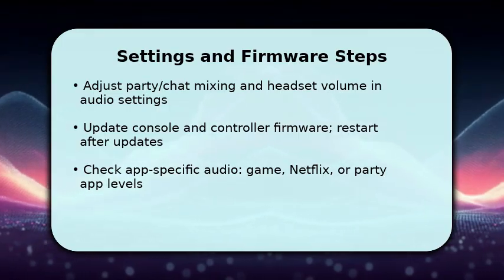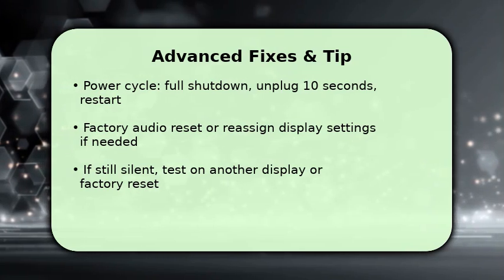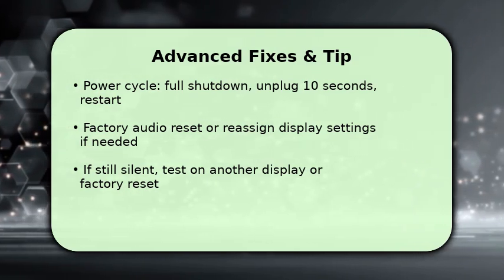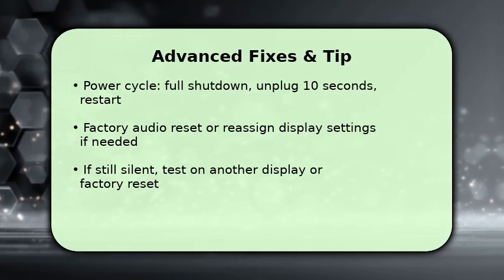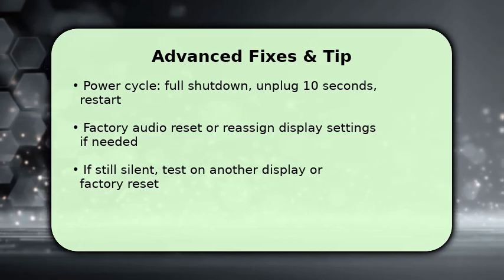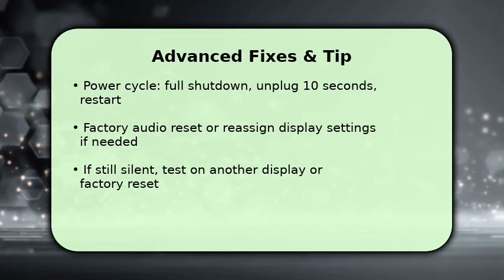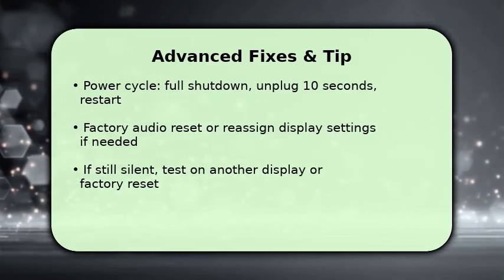Perform a power cycle by fully shutting down the Xbox, unplugging for 10 seconds, and restarting to clear transient faults. If audio persists, use the audio reset options or reconfigure display resolution and bitstream settings to match your TV/AV receiver capabilities. Make sure to test the console on a second TV or receiver to isolate the issue.